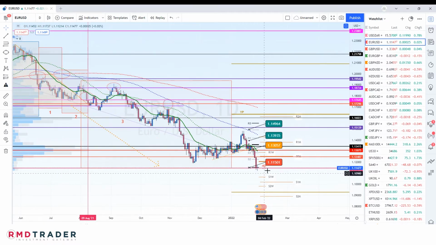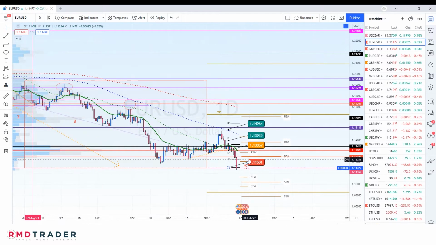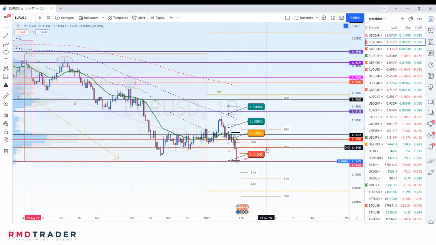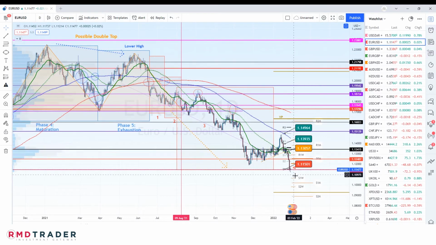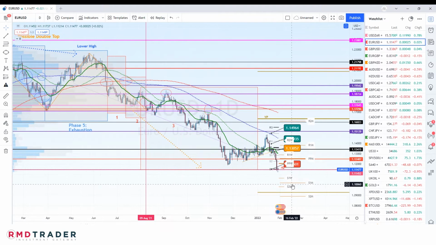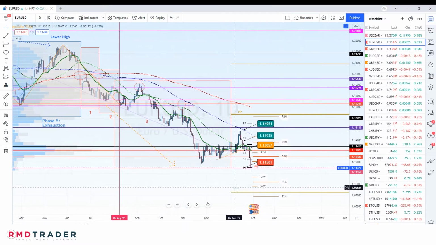From here, it's possible that we do see a slight recovery or a correction towards the weekly pivot, that is at 1.124. But of course, with this type of momentum, it's also possible that we see further continuation down to perhaps the monthly S1 or even this yearly S1 pivot.